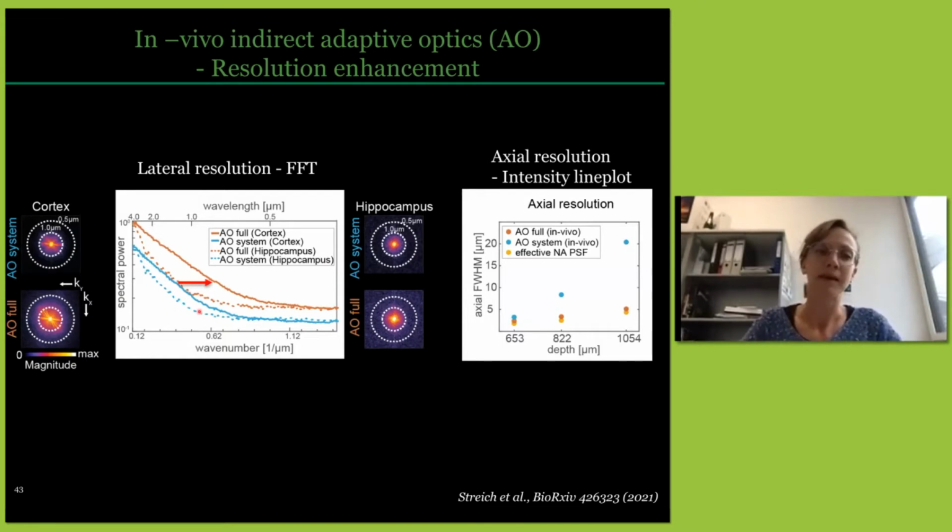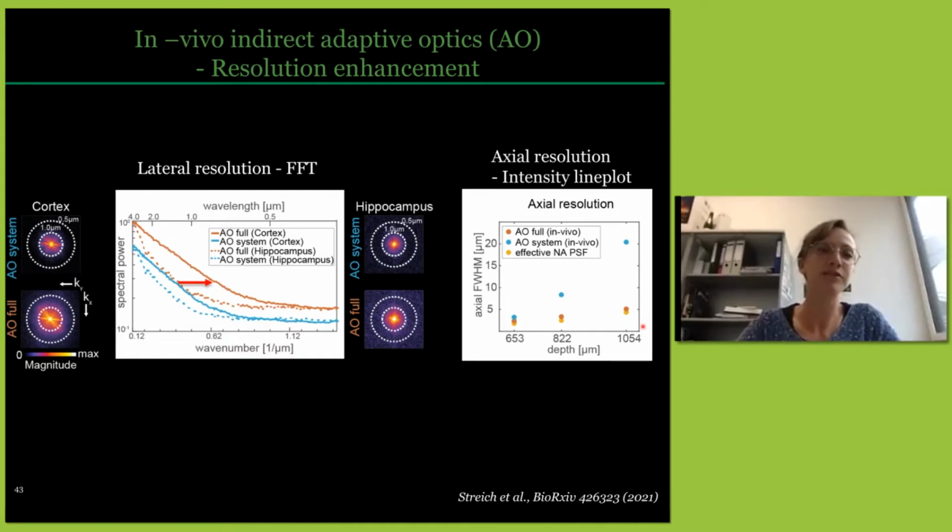And we can also analyze the improvement in axial resolution via intensity plots along small structures such as dendrites. And here you can see the axial full width at half max plotted for different depths. And in blue, you can see the point spread function in the axial dimension before aberration correction, where you can clearly see the trend that the point spread function degrades with depth. While in all cases, we're able to recover near diffraction limited resolution with adaptive optics.